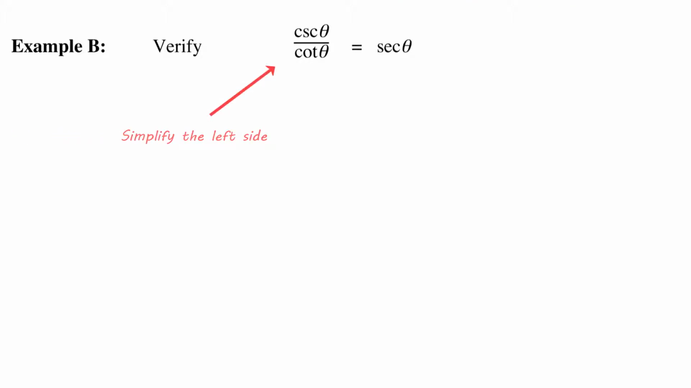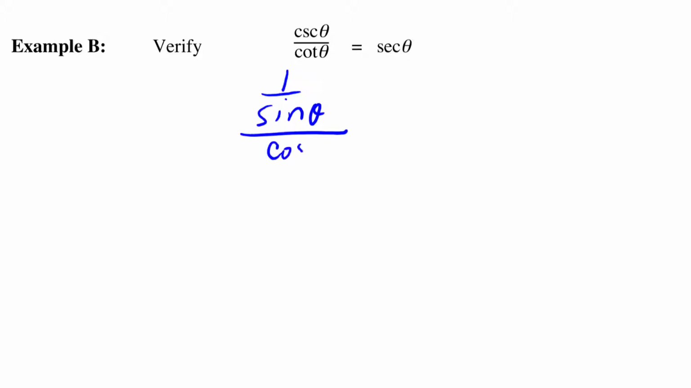Okay, here's example B. Again, to verify these proofs, to demonstrate, we're to simplify the left side. And we think of the right side as the prize, the thing that we're trying to get to. Keep your eyes on the prize. So cosecant theta is 1 over sine theta, all divided by cotangent, which is cosine over sine.